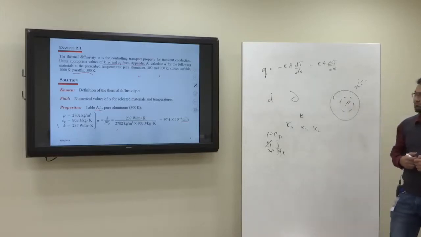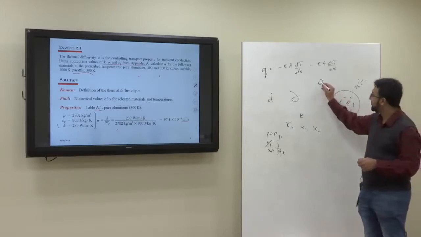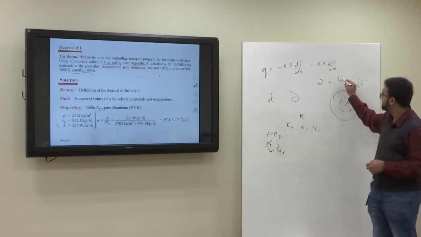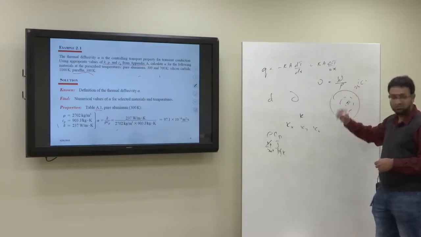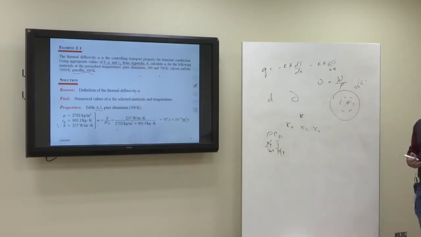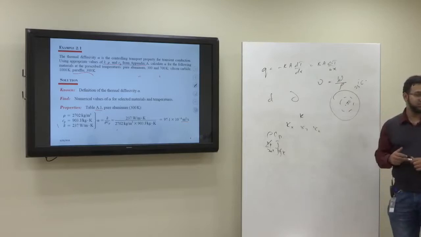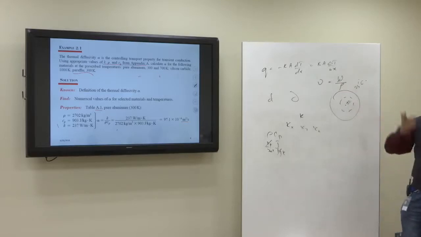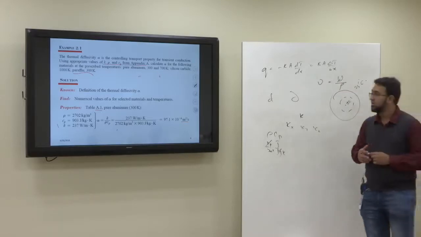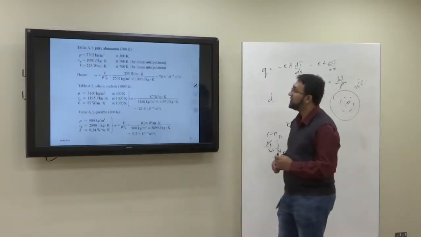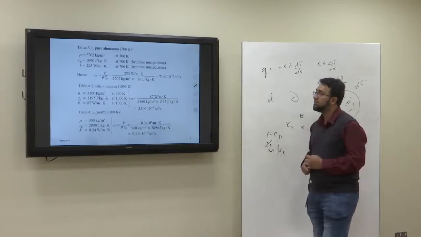Okay. What's the unit of mu? Mu is viscosity, kinematic viscosity. Mu upon rho. If you substitute the values of mu and rho, you will get meter square per second. Alpha is also meter square per second. Then they find it for 700 Kelvin.